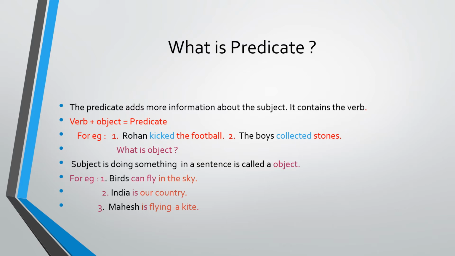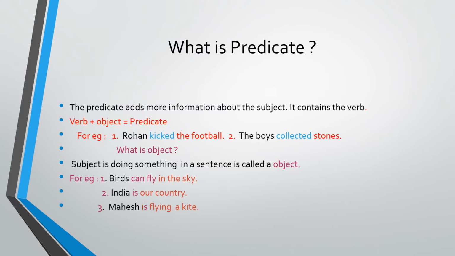First, what the subject is doing, in a verb we can get. And what the subject does, that is called an object. And a verb plus object becomes a predicate. You have to ask the question what, whom, where, according to the sentence. To whom do you have to ask the question? To the subject. You will get the answer. That answer is the object. And that verb plus object becomes a predicate. So downside given, what is object? The subject is doing something in a sentence. That is known as an object.